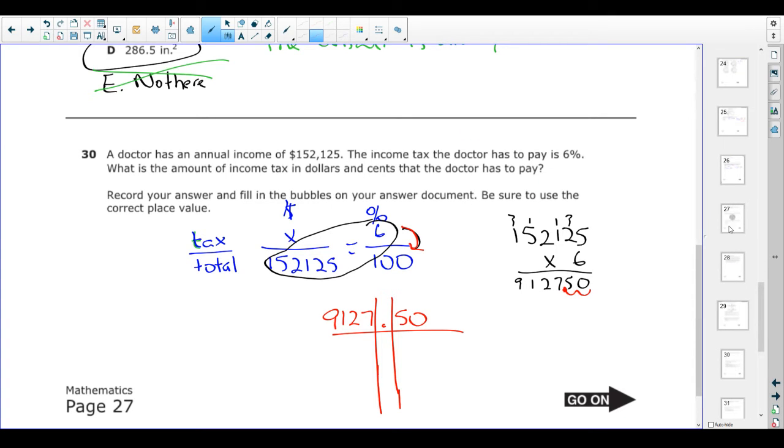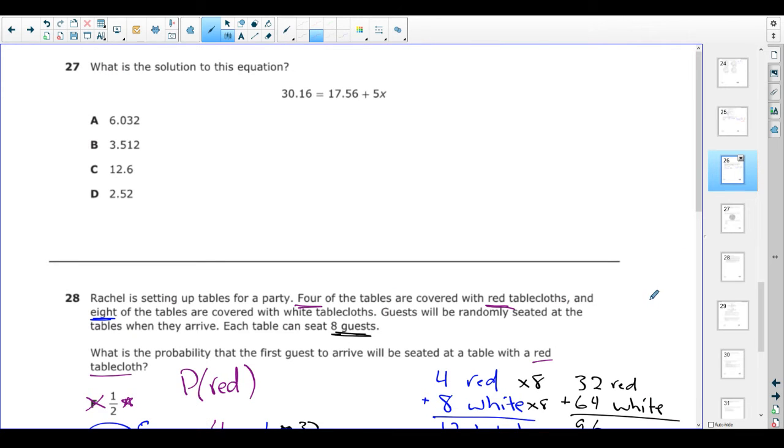Anytime you see percents, make a proportion. The lesson there. We did that one.